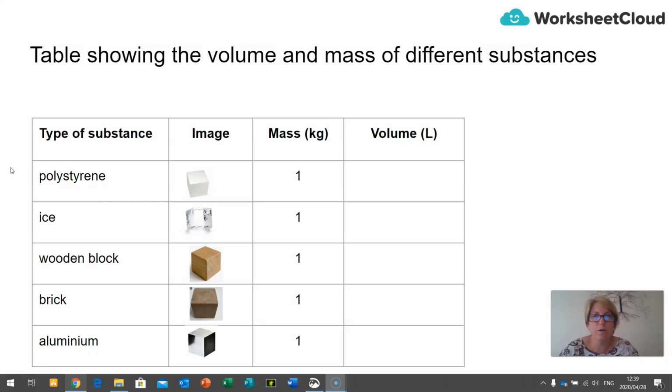So now I just want you to think for a moment. What do you think the volume of each of these substances will be? So how much space do you think 1 kilogram of polystyrene will take up? And compare that to how much space a kilogram of ice would take up. And how much space would a 1 kilogram wooden block take up? And how much space would a 1 kilogram brick take up? And how much space would a 1 kilogram aluminium block take up?